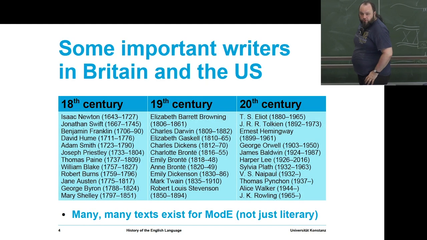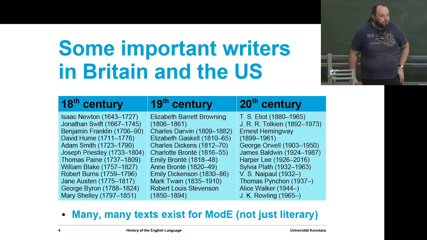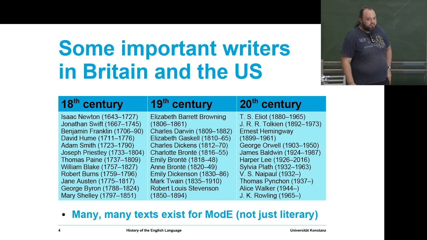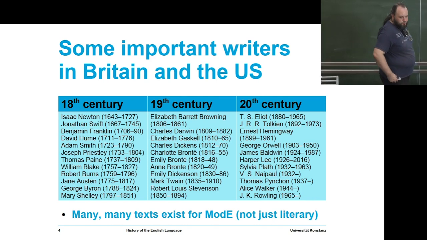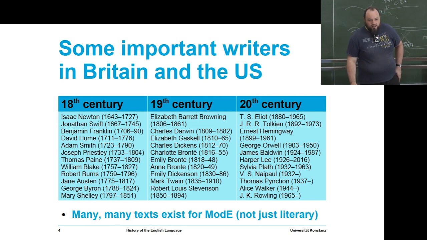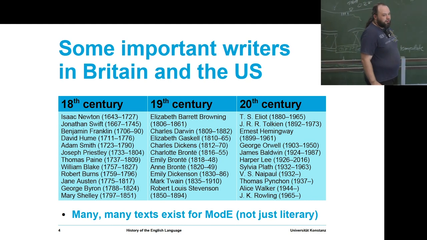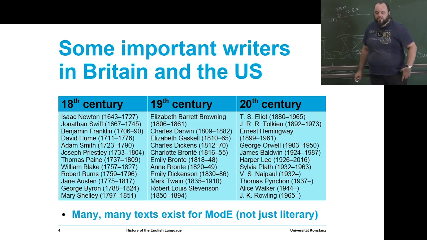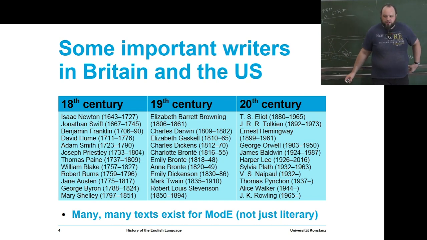So, who's writing during this period? Well, the short answer is, by now, pretty much everyone. The literacy rate is damn near 100% in most of the Western societies, at least among moderately wealthy people. And we have lots and lots of writers, not just literary writers, also political writers, historical writers, anything you can think of. Of course, we're in the modern era now.